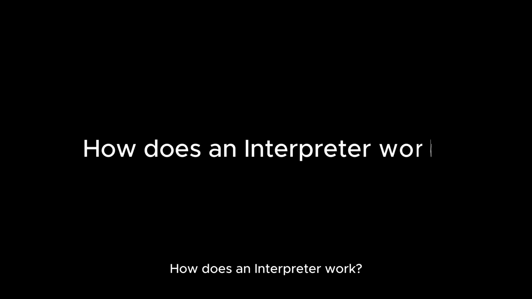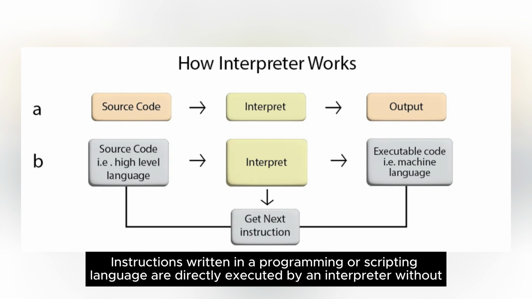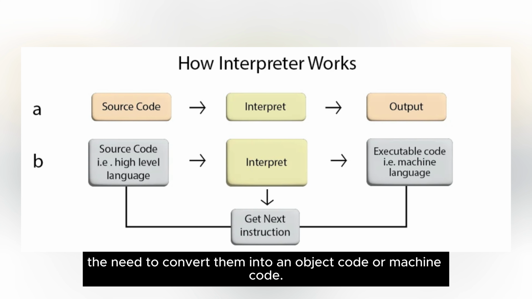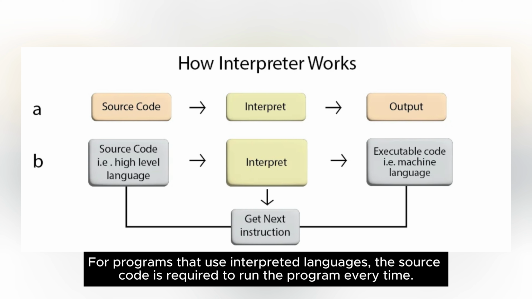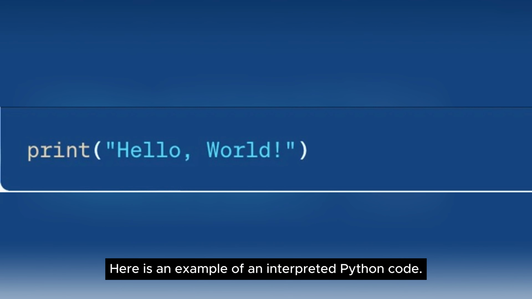How does an interpreter work? Instructions written in a programming or scripting language are directly executed by an interpreter without the need to convert them into an object code or machine code. For programs that use interpreted languages, the source code is required to run the program every time. Here is an example of an interpreted Python code.